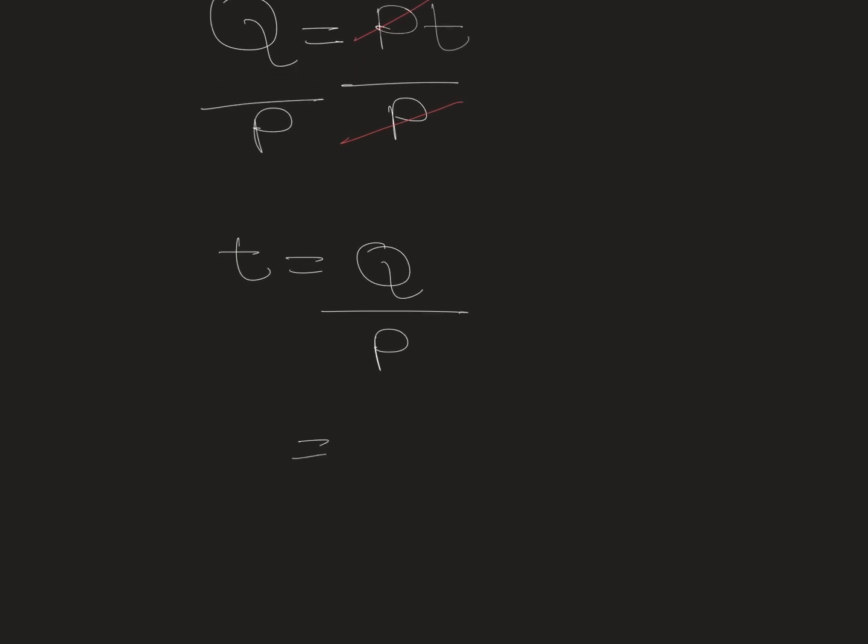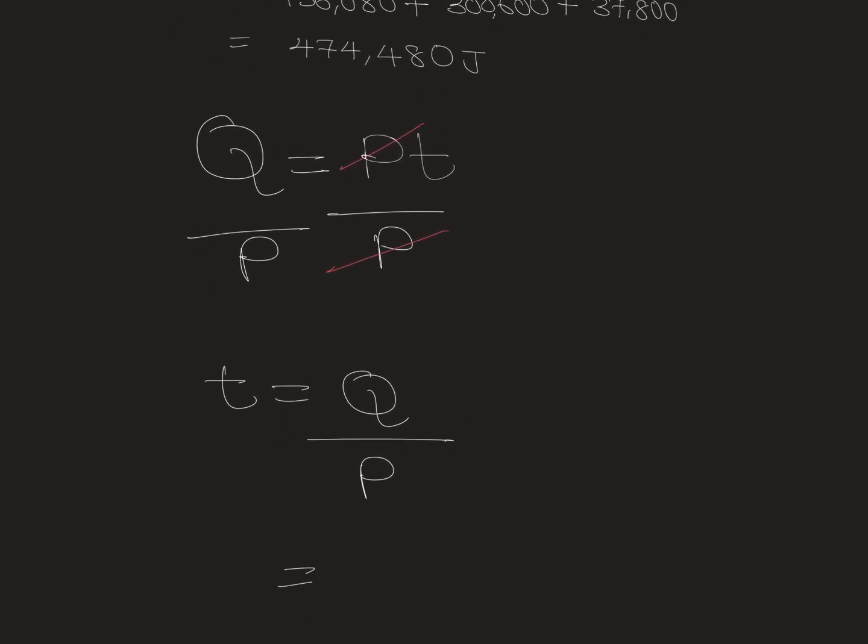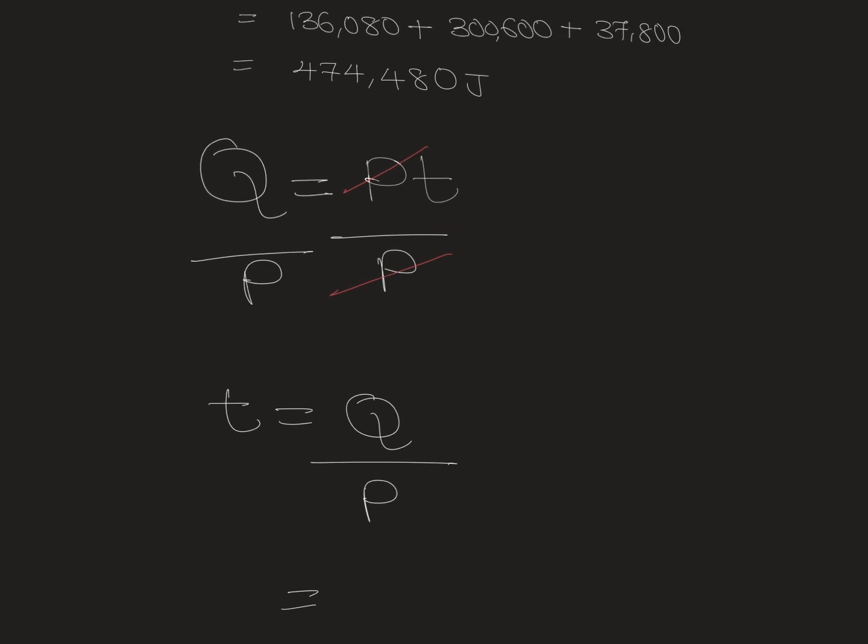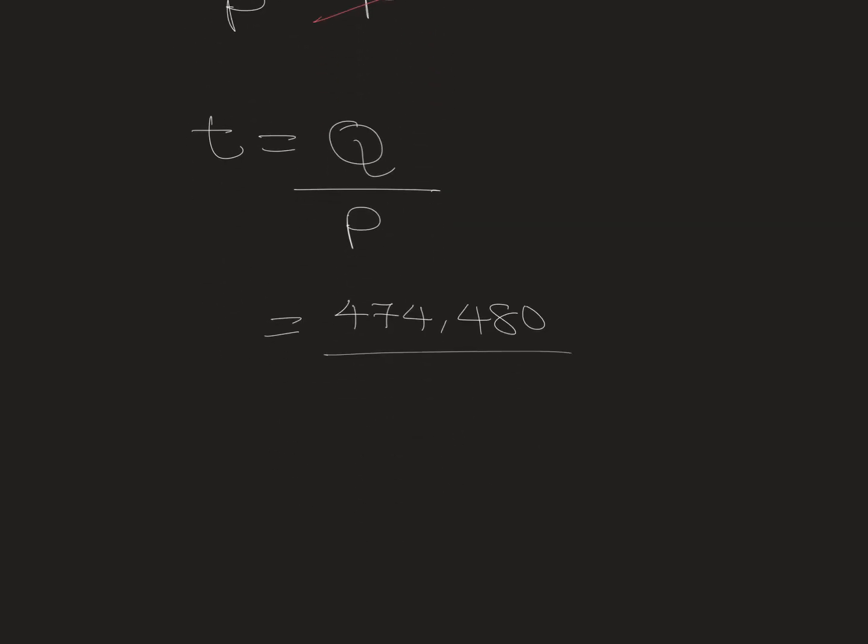The quantity of heat is 474,480 divided by the power, which is 1200 watts. So 474,480 divided by 1200, you get 395.4 seconds. Okay, so that is the total time.